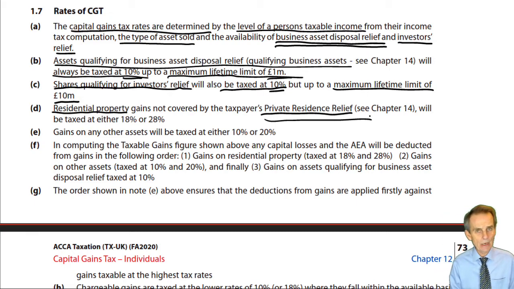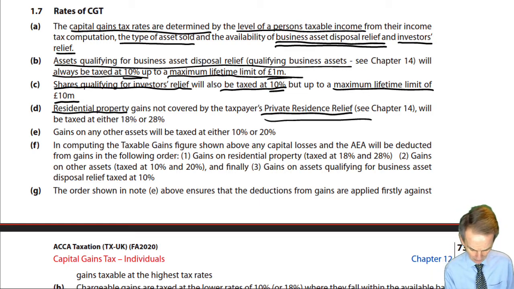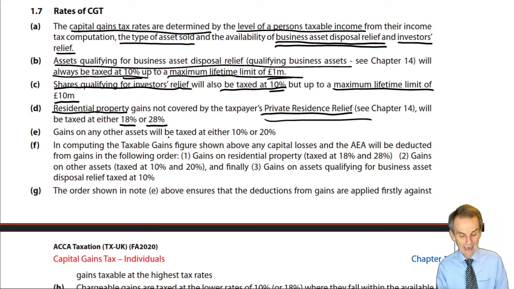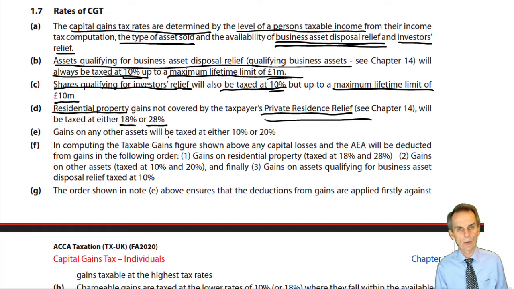If for any reason, and you'll discover those reasons in Chapter 14, not all of that gain may be chargeable, then as residential property, these rates would apply, either 18% or 28%. Now again, which one of those it is, like with 10% and 20%, we'll be seeing in just a moment's time. And that's the link back to the income tax computation of the taxpayer there.